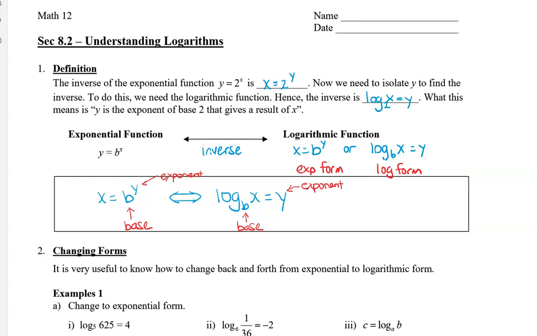Now, something important to note is that the base, the b value, has to be greater than 0. It cannot equal 0. And b can also not equal 1. The reason it can't equal 0 or 1 is because when we have a base b of 0 or 1, the y value can be any number, and it will still give us either 0 or 1. So therefore, we can't have a base of 0 or 1. Why b has to be positive, we're going to take a look at later on.